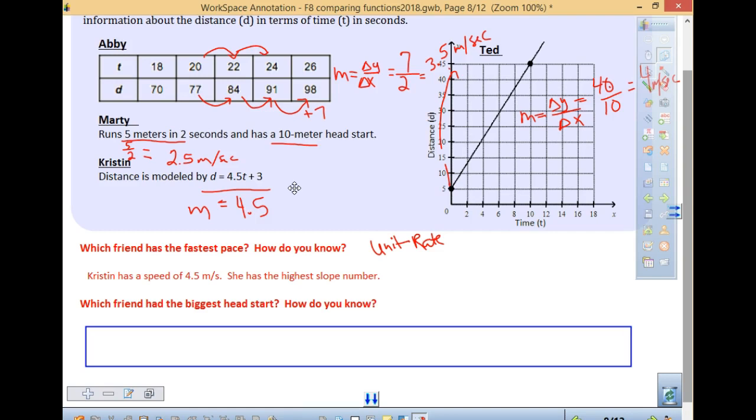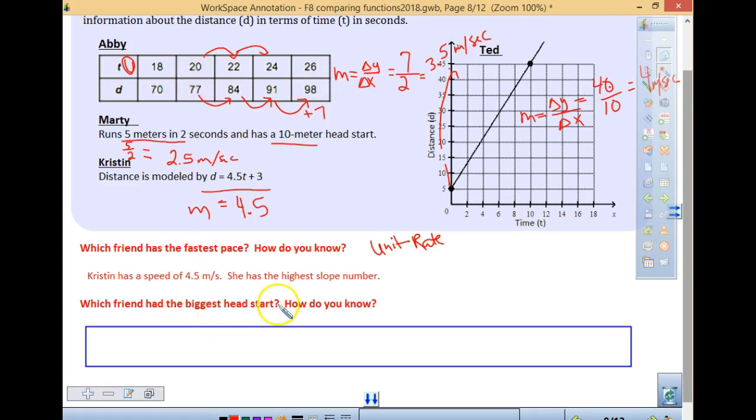How do we know Abby's is 3? How are you going to get that? What are you thinking, Haley? We're looking at Abby. We've got to go all the way back to 0, right? No problem. So if we want to look at Abby's, if we are thinking about our equation, right? Each time it's going up 3.5.